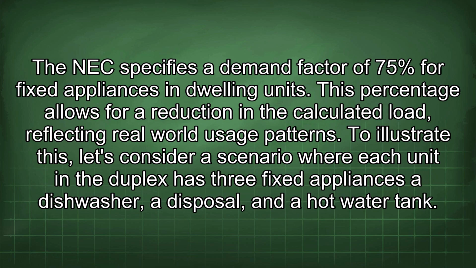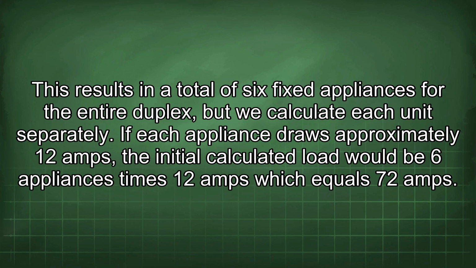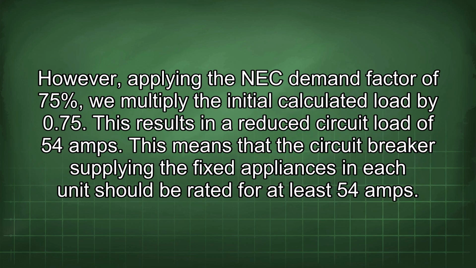To illustrate this, let's consider a scenario where each unit in the duplex has 3 fixed appliances: a dishwasher, a disposal, and a hot water tank. This results in a total of 6 fixed appliances for the entire duplex, but we calculate each unit separately. If each appliance draws approximately 12 amps, the initial calculated load would be 6 appliances times 12 amps, which equals 72 amps. However, applying the NEC demand factor of 75%, we multiply the initial calculated load by 0.75. This results in a reduced circuit load of 54 amps.